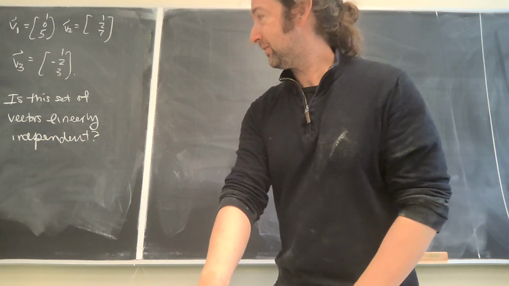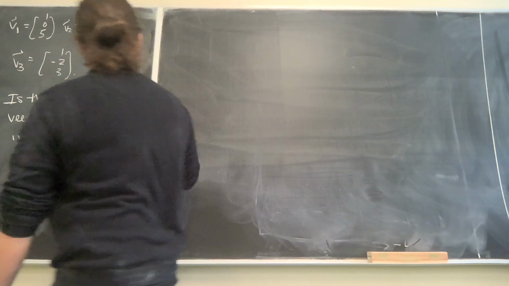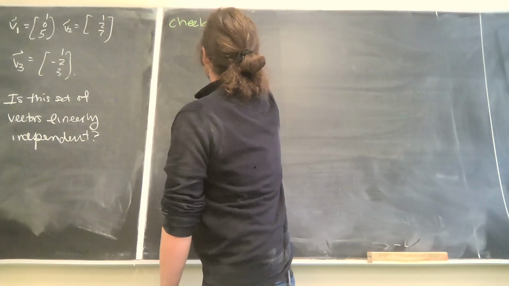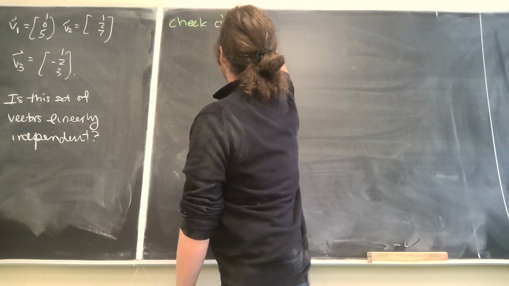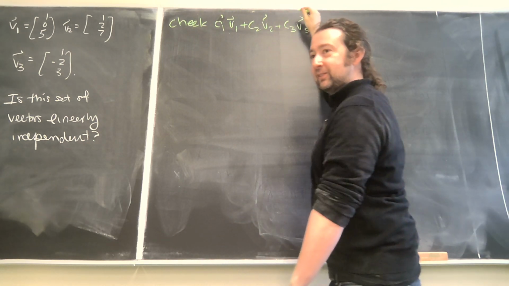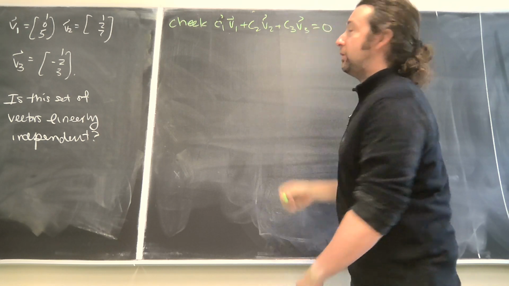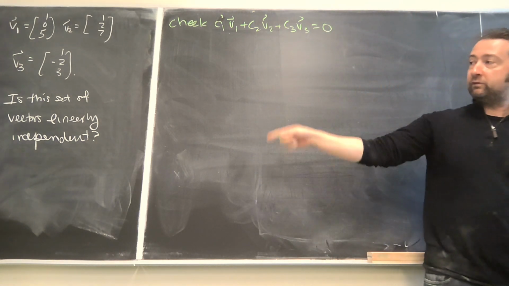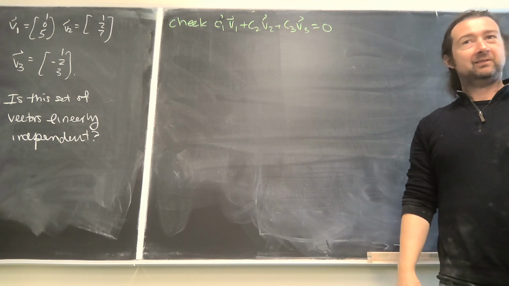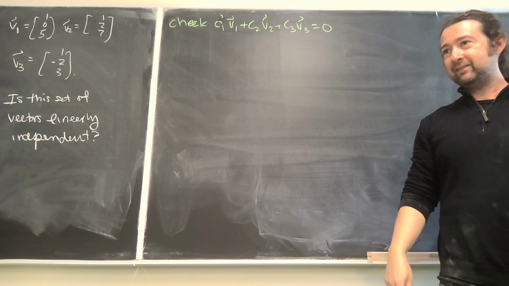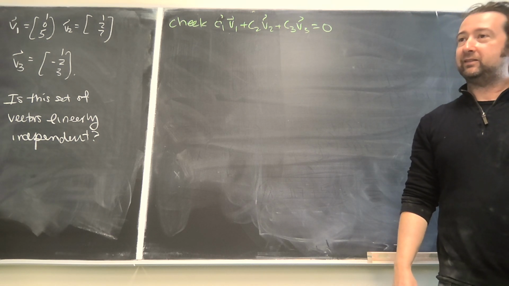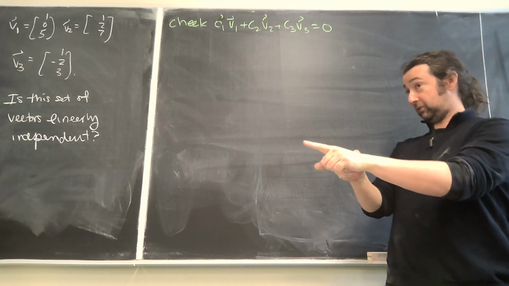C1v1 plus C2v2. Okay, so we're going to check this equation: C1v1 plus C2v2 plus C3v3 equal to 0. And what am I looking to see? What would it mean for these to be linearly independent? How would I know this from the equation? If that's true, but the C's are not all equal to 0, so that's linear dependence. David.